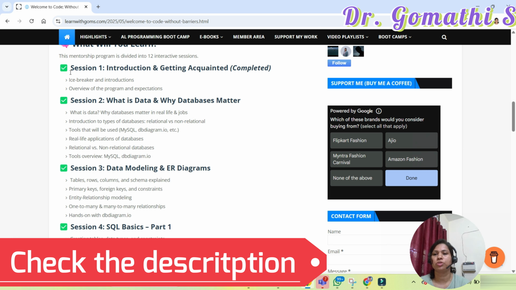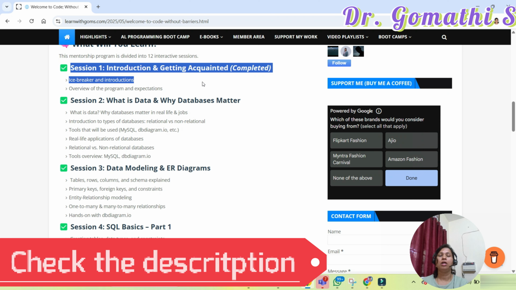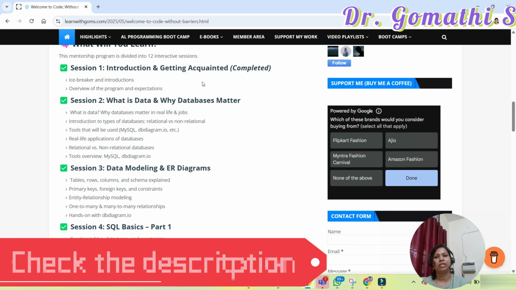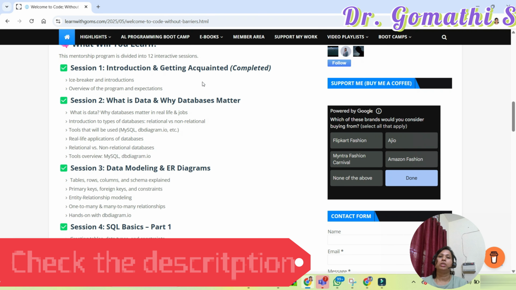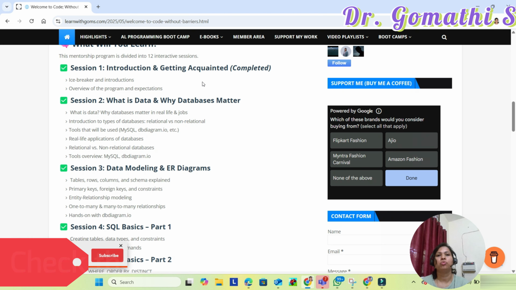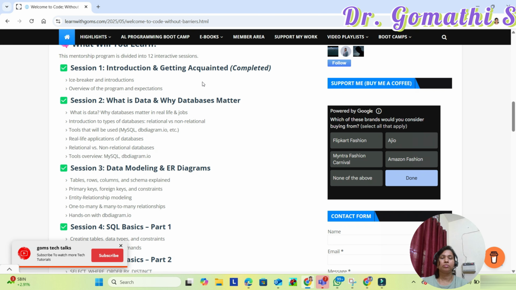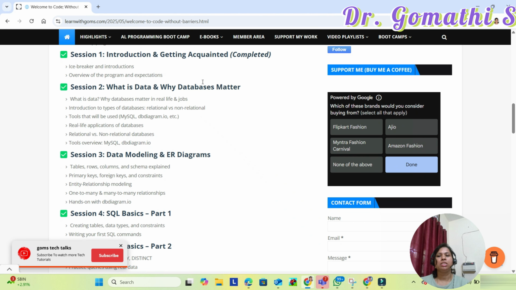This is session one, where we'll be introducing ourselves. I'll introduce myself and let us get acquainted: what your expectations are, what you're doing, the current skills you have, and what you're expecting after completing this particular cohort. The second session will be on what is data and why databases matter.